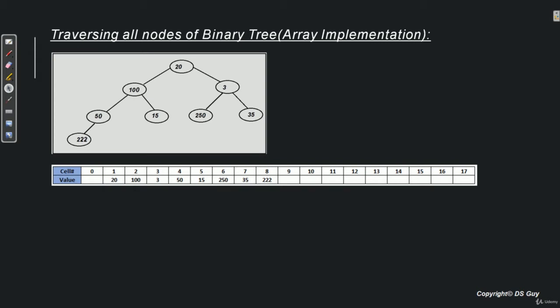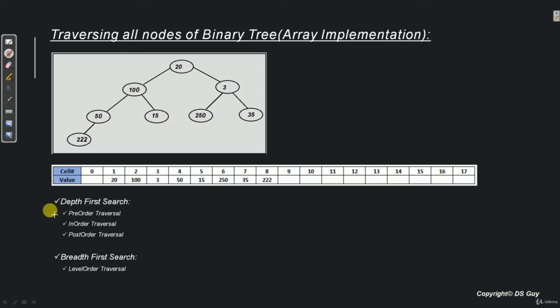So if you remember, when we were learning traversal of nodes of a binary tree with a linked list implementation, we saw that there are 4 ways of traversing a binary tree. Now similarly, in case of an array implementation, we have the same 4 types of traversal, that is pre-order, in-order, post-order and level order. Now needless to say, the concept for all of these traversals remains the same for array implementation as well. But for revision purpose, let's quickly see all of these traversal techniques one by one.